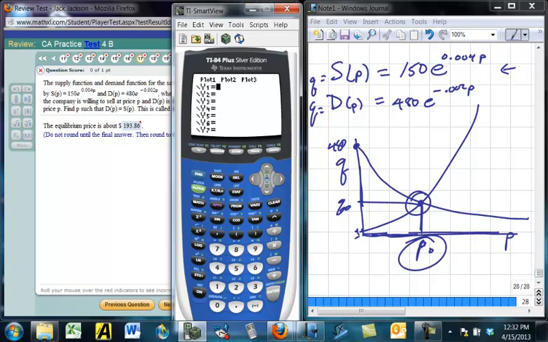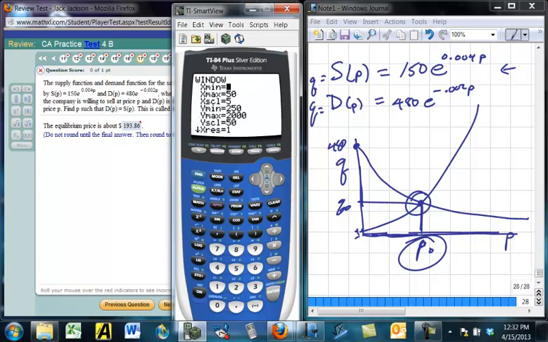They're both exponentials. One's increasing, one's decreasing. 150 e to the power 0.004x. That's the increasing one. That's the supply curve. And the demand curve, 480 e to the power negative 0.002x. That's a decreasing one, so that's the demand curve.